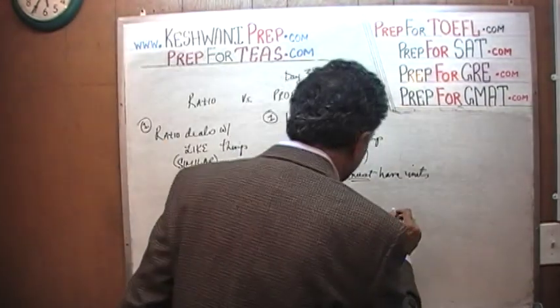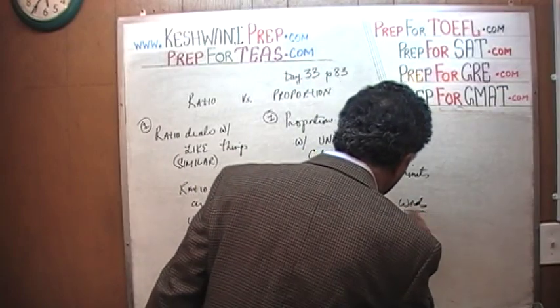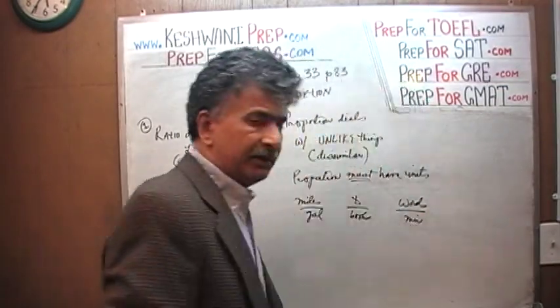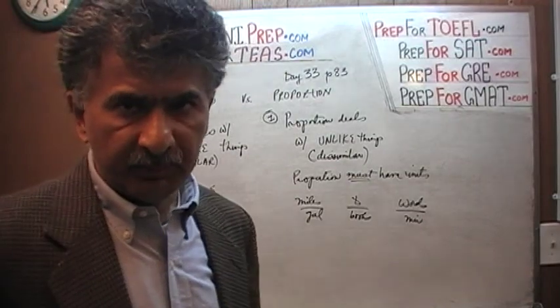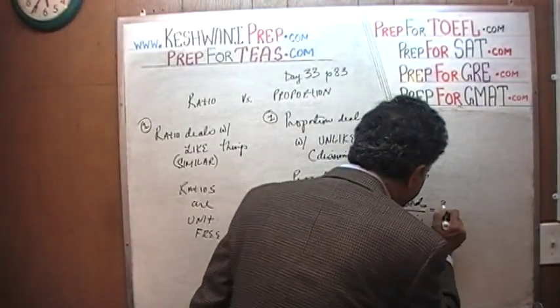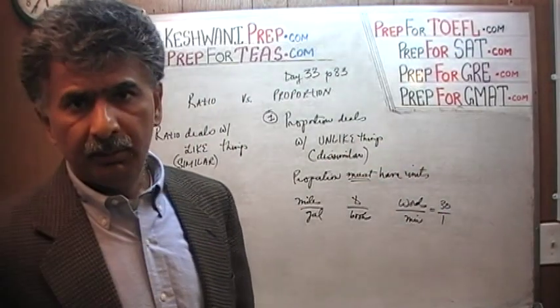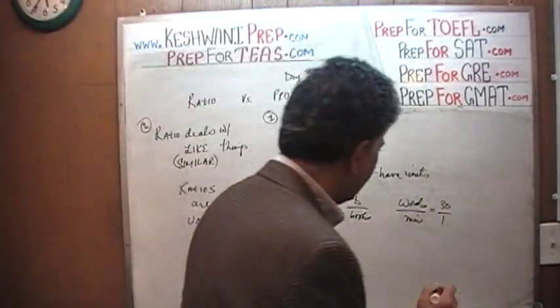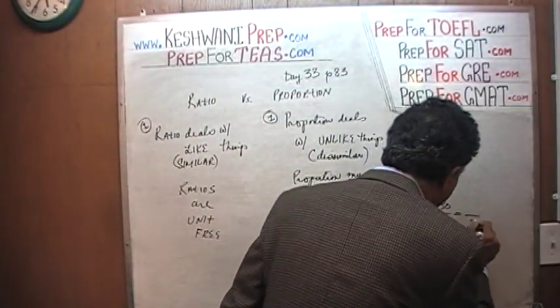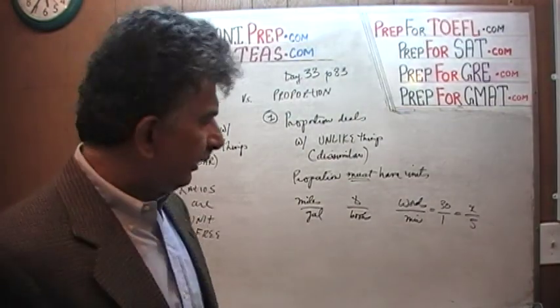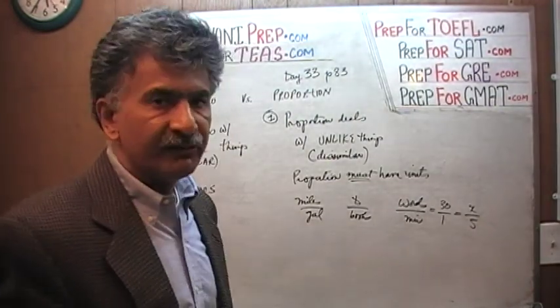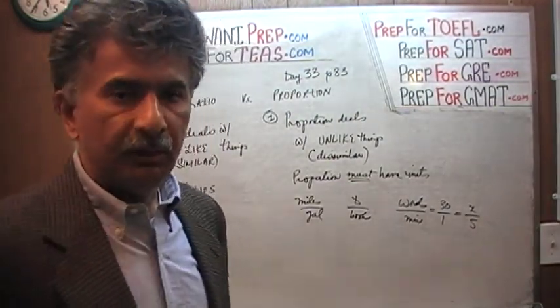Or you might say words per minute. If I tell you that I can type 30 words per minute, it is quite reasonable to ask ourselves how many words can I type in 5 minutes. So here we have to have units. Words per minute, that's the unit.